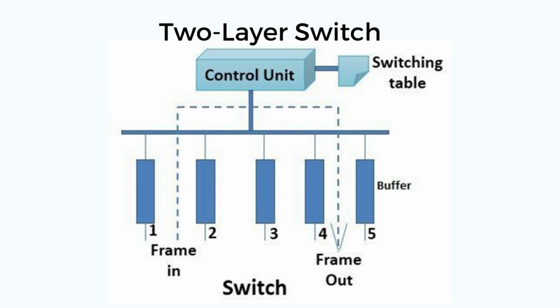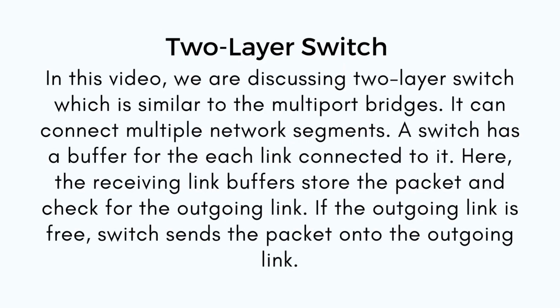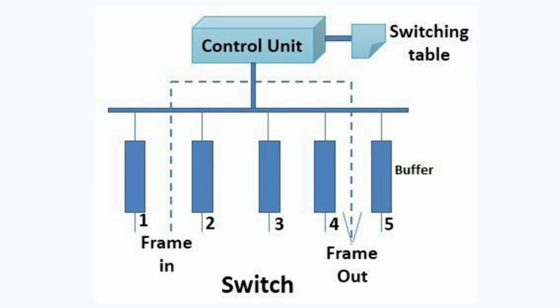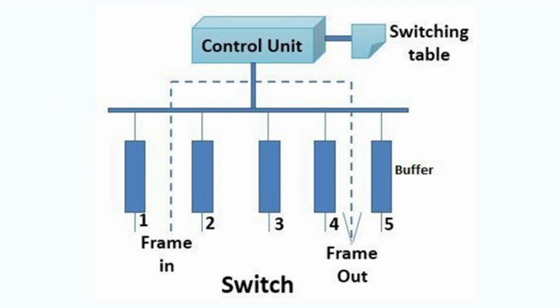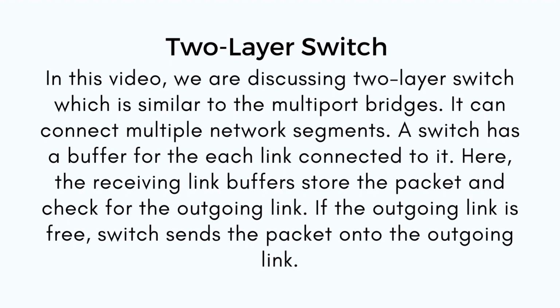Two-layer switch. In this video, we are discussing the two-layer switch, which is similar to a multiport bridge. It can connect multiple network segments. A switch has a buffer for each link connected to it. Here, the receiving link buffers store the packet and check for the outgoing link. If the outgoing link is free, the switch sends the packet onto the outgoing link.